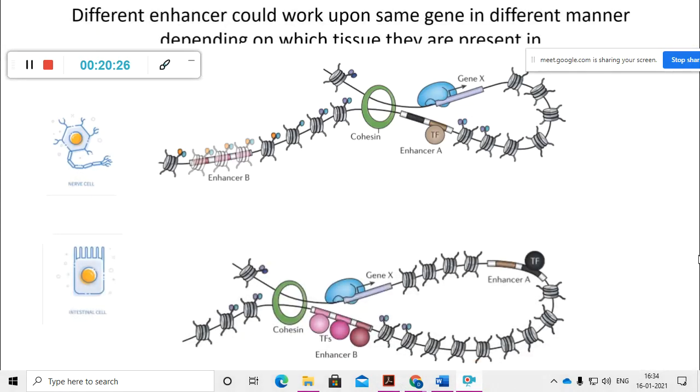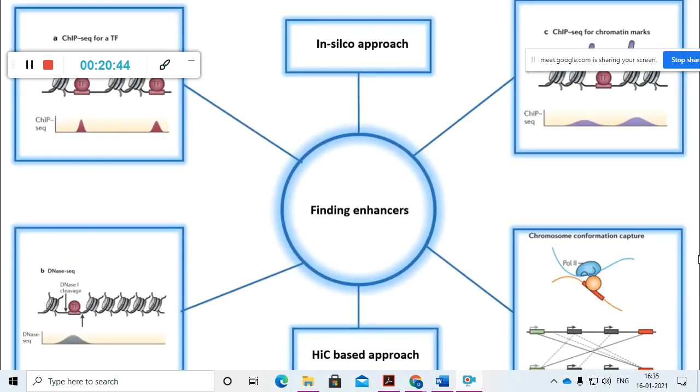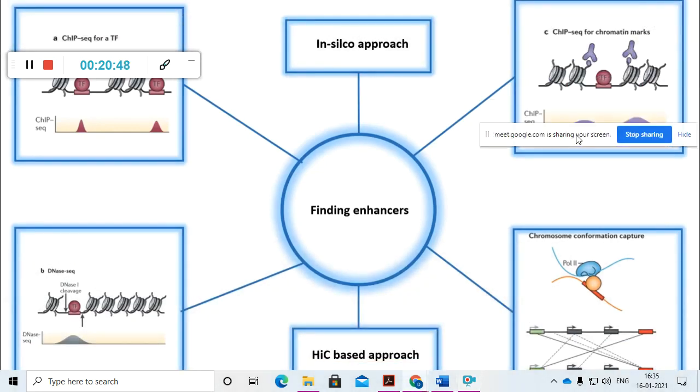But let's say we consider another cell, an intestinal cell, and here we see a different scenario. Enhancer A and enhancer B both regulate the expression of gene X. So depending upon the tissue, the enhancers that regulate the transcription could also be different, and that leads to the heterogeneity of gene expression in different tissues.